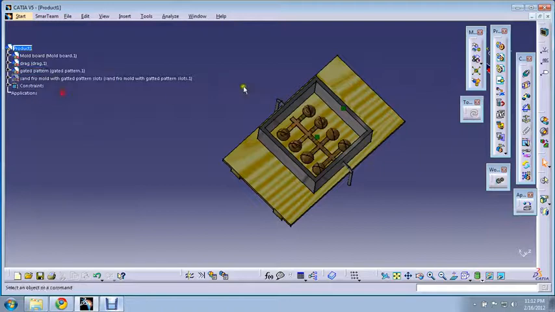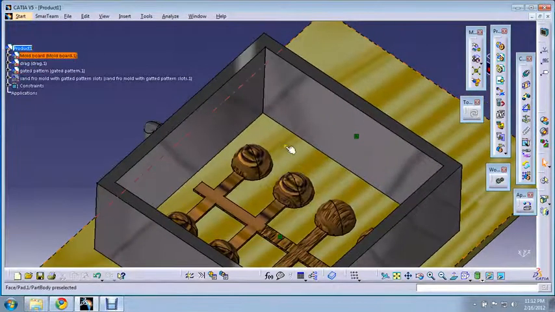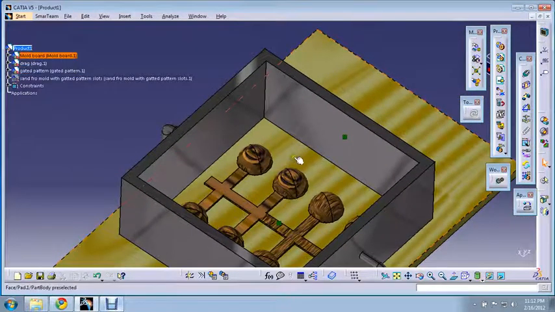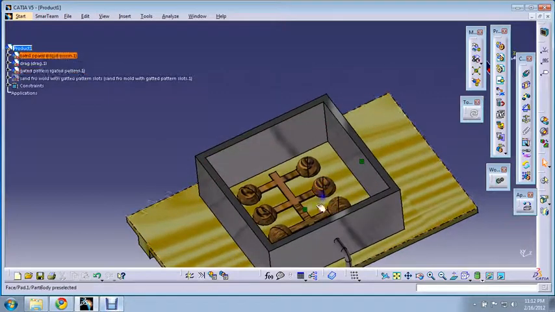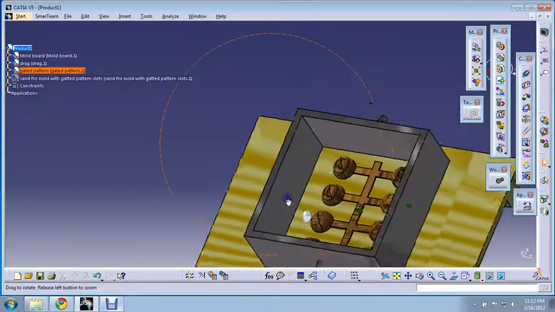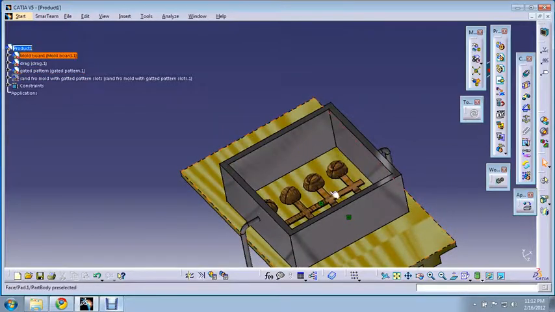Let me tell you in which sense. Here I have introduced the gated patterns, like in a cope and drag pattern where I have introduced the drag pattern. Now the same processes will repeat. We'll sprinkle the facing sand over this surface, and after that fill it with moulding sand to a certain level, and then fill it with the backup sand to provide strength to bear the thermal stresses when we pour molten metal in it.